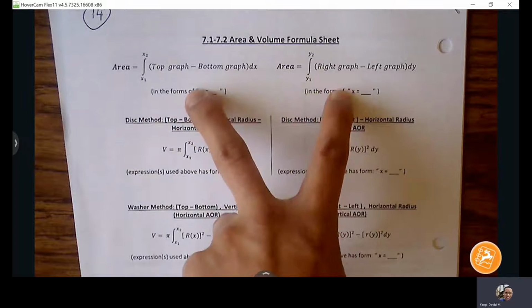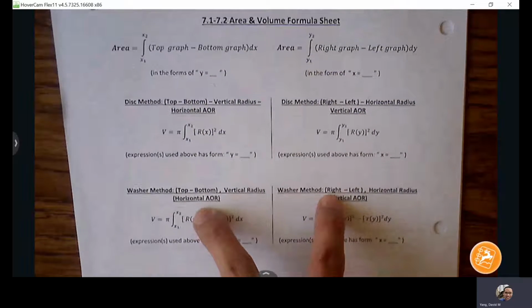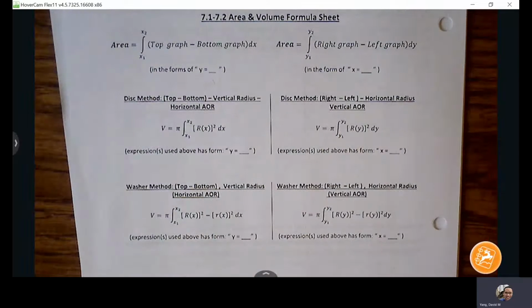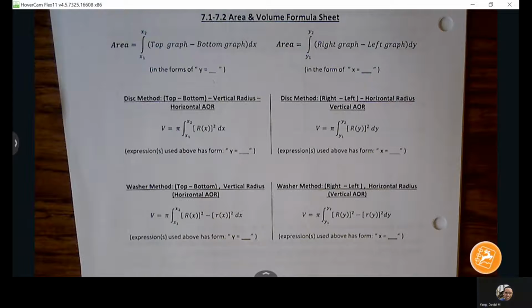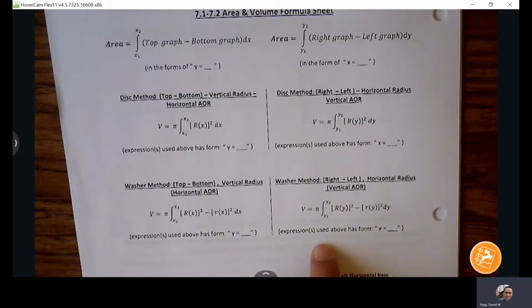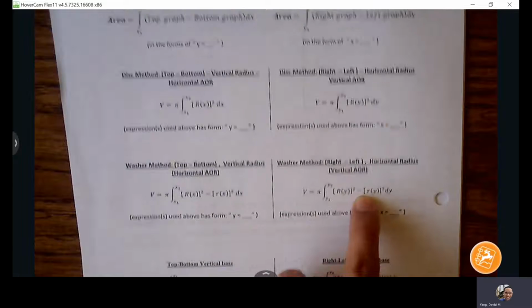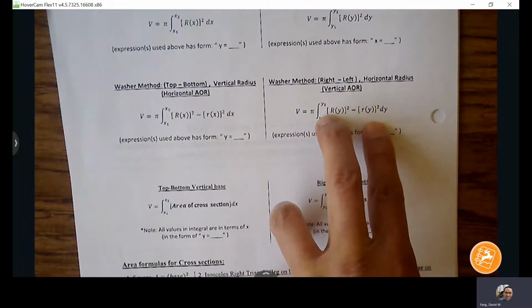But we've been practicing through them, so hopefully you're kind of committing them to memory just because we've seen them so much. Area is just top minus bottom or right minus left with an integral in front. Disc method is just pi r squared, either top minus bottom or right minus left. The washer method is pi big R squared minus little r squared, with the radii both squared separately.